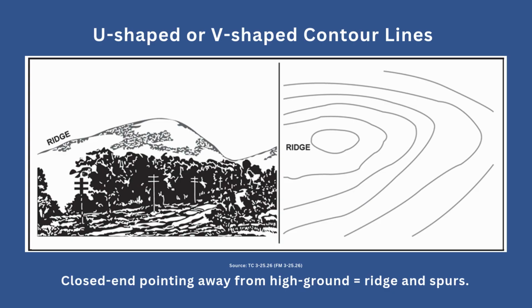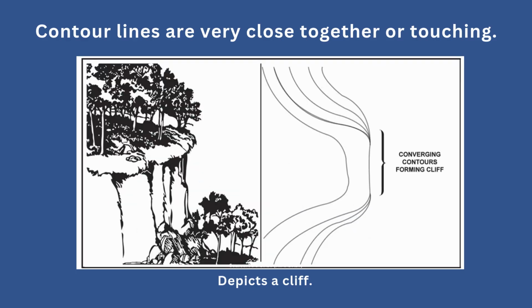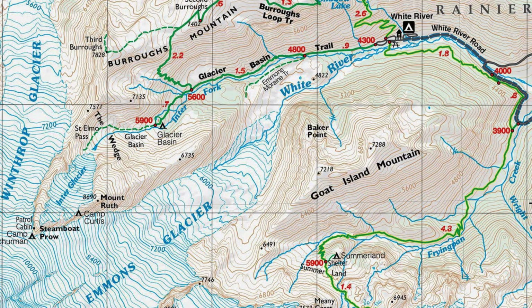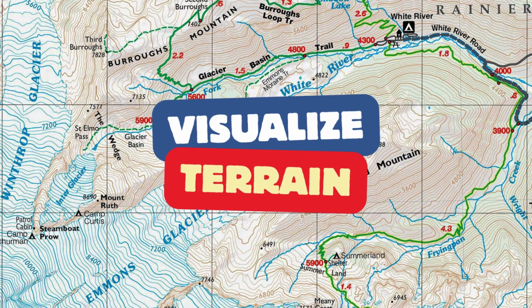Finally, a cliff is a vertical or nearly vertical feature that abruptly changes the land. When a slope is so steep that the contour lines converge into one, called a carrying contour, this last contour line has tick marks pointing toward low ground. Cliffs are also shown by contour lines very close together and, in some cases, touching. By learning to recognize these patterns, you can visualize the terrain and navigate with greater confidence and accuracy.